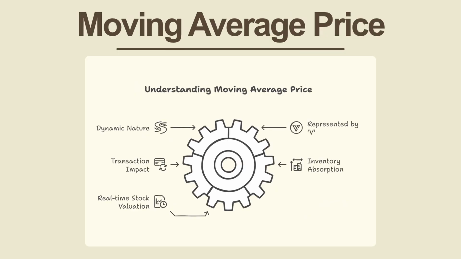Whereas the moving average price is very dynamic in nature. It is represented by V. It is impacted by the transactions posted on that material, and any price differences are absorbed by the inventory, which means the value of the inventory is closer to the real world price of that product.